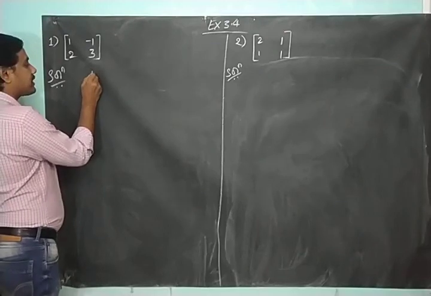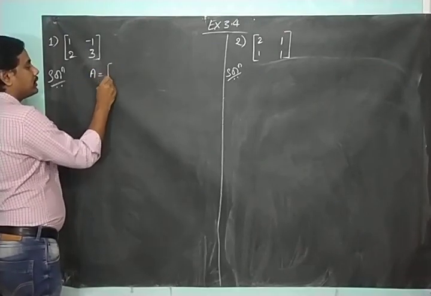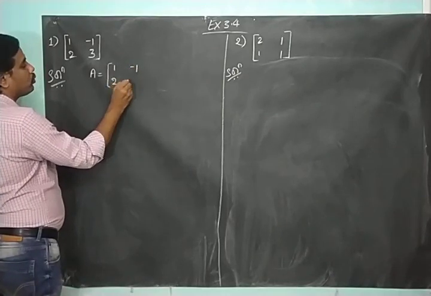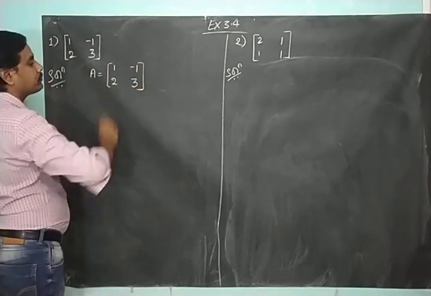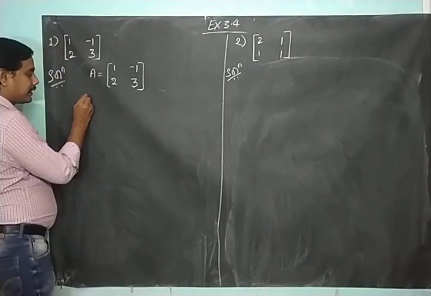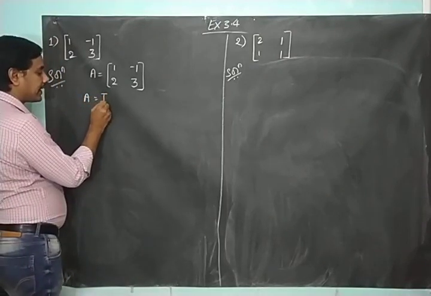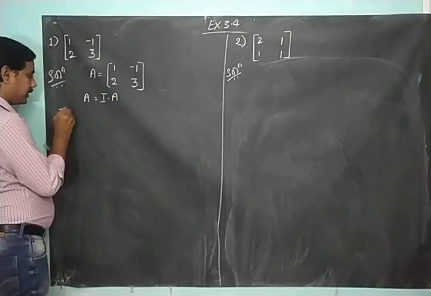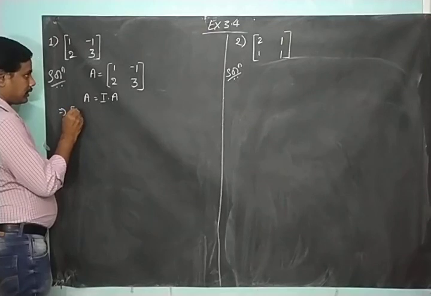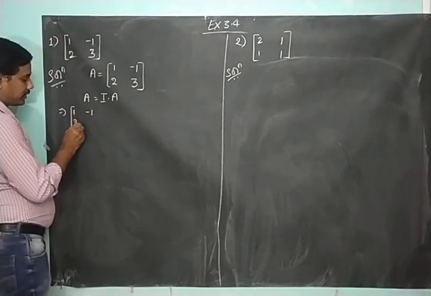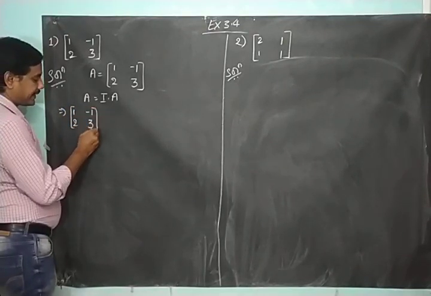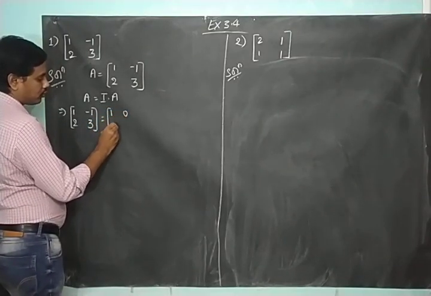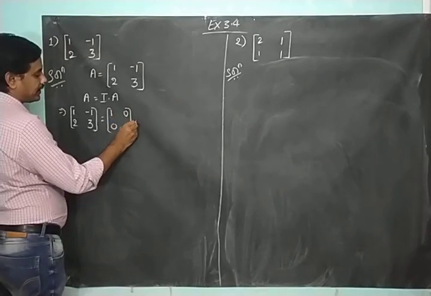First one, let us consider it as A. You can give any letter. A is 1, -1, 2, 3. Okay. We know that A can be written as I into A. So it is 1, -1, 2, 3 equals I, which is 1, 0, 0, 1, into A as it is.